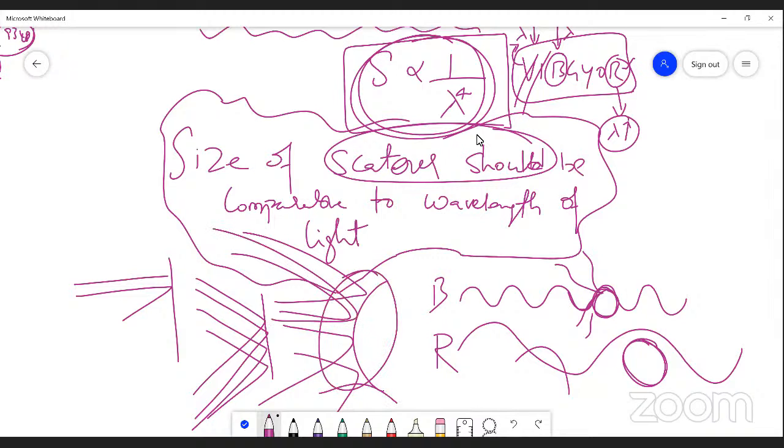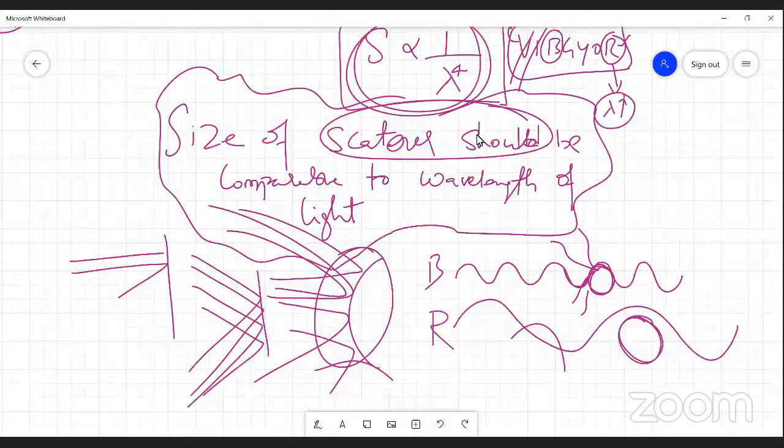In the Earth's atmosphere, there are dust particles, water molecules, and air molecules. Most of these particles scatter sunlight. That's why the sky appears blue. This is a very, very important application in our day-to-day life.